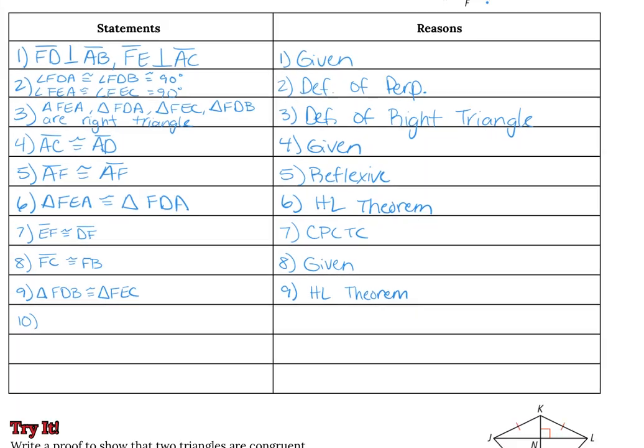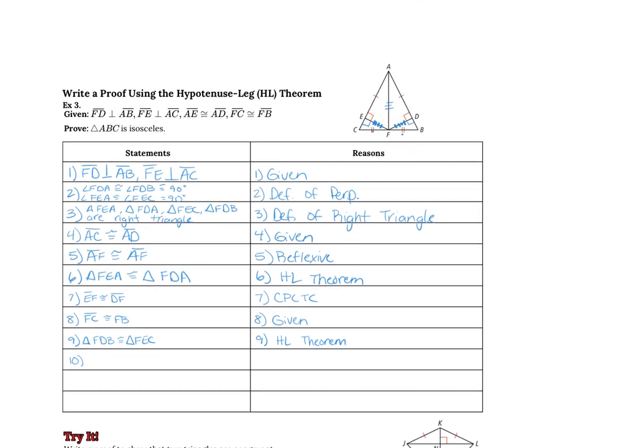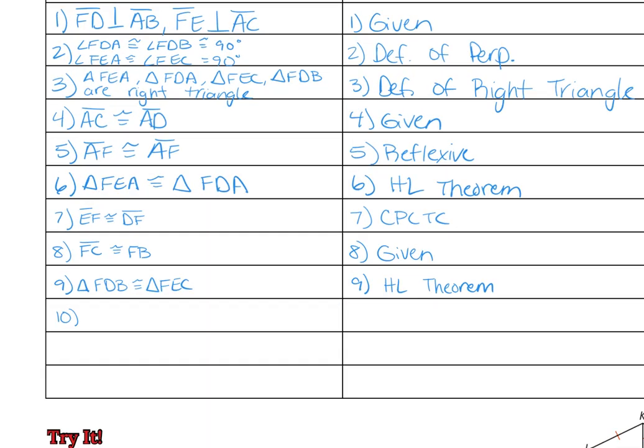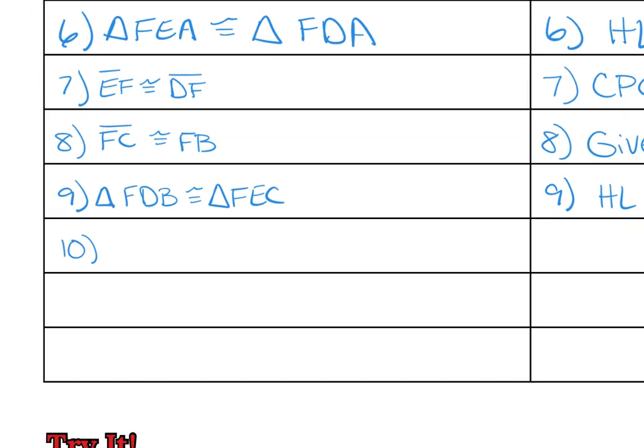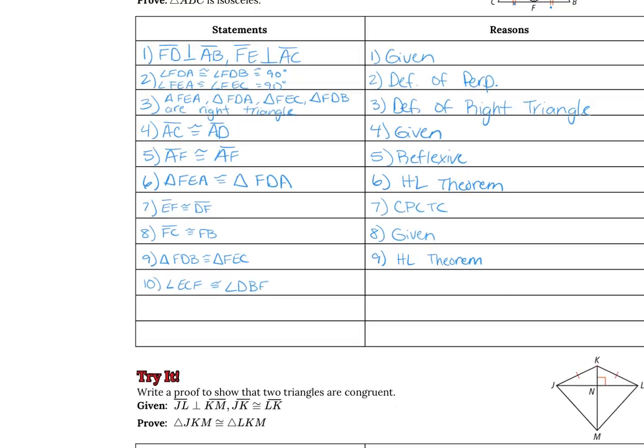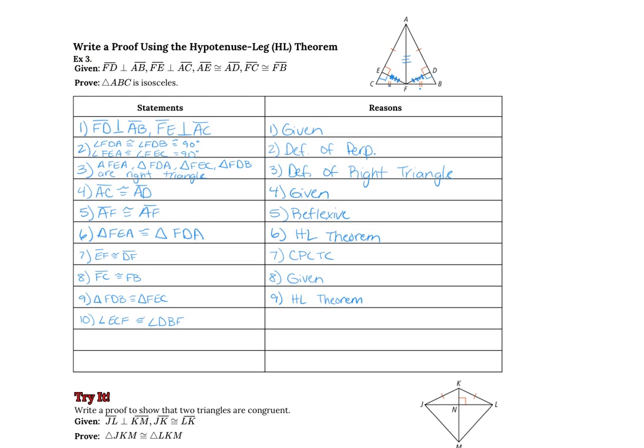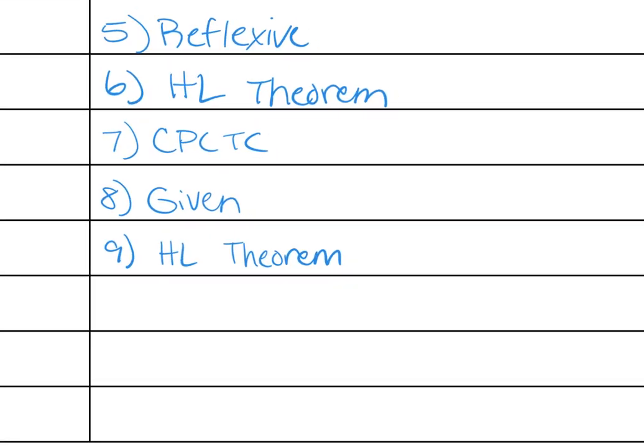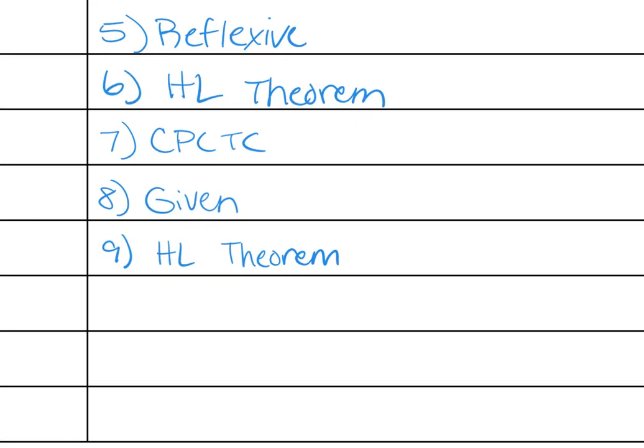Okay, 10. I want to try to prove that my two base angles are congruent. So angle ECF would be congruent to angle DBF. And I can prove those because I've already proven their two triangles congruent. So I can use corresponding parts of congruent triangles are congruent to prove that those two angles are congruent.